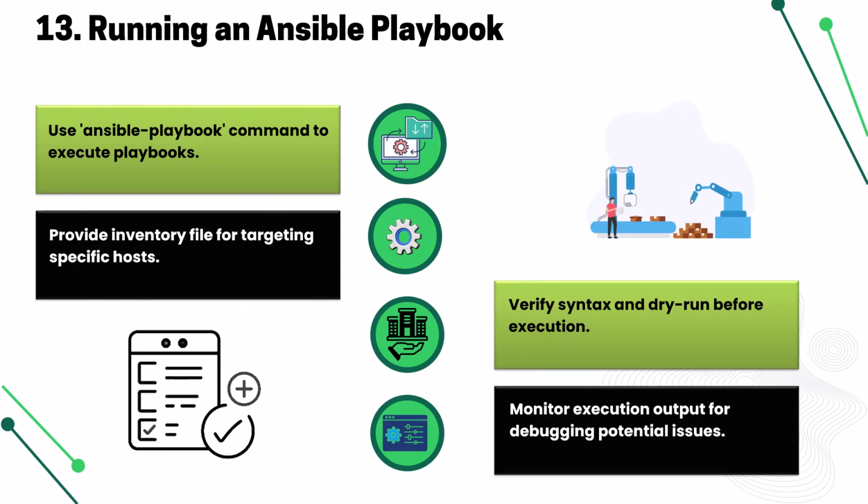Running a playbook is as simple as hitting ansible-playbook, but don't let simplicity fool you. There's a method to the madness. Make sure you provide the correct inventory file to target specific hosts. Always verify syntax and perform a dry run before executing to avoid surprises. And yes, monitoring the execution output is crucial because debugging issues after deployment is like fixing a leaky boat mid-ocean.